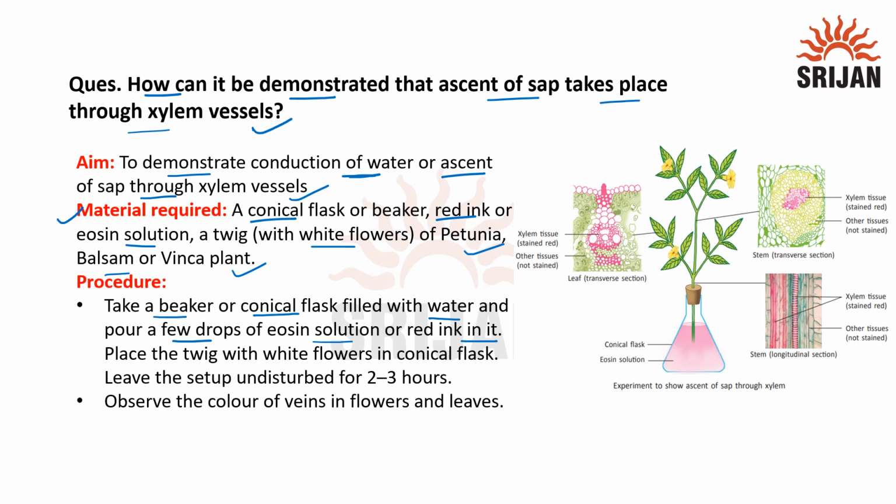Then place the twig with white flowers in the conical flask. Then you have to leave the setup undisturbed for 2 to 3 hours, right? Then you will observe the color of veins in flowers and leaves.